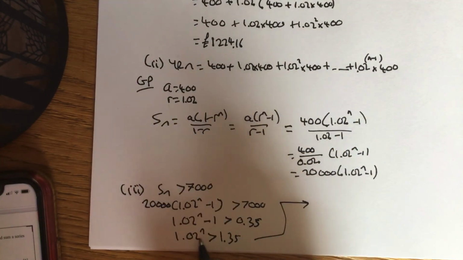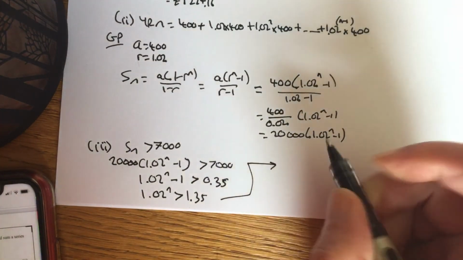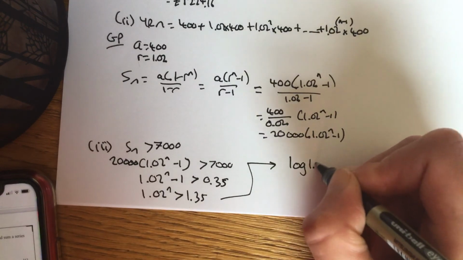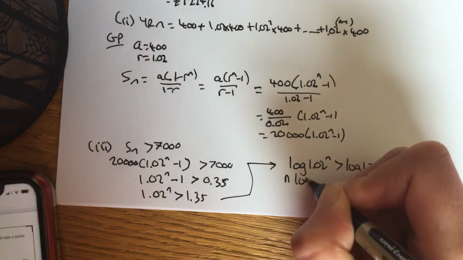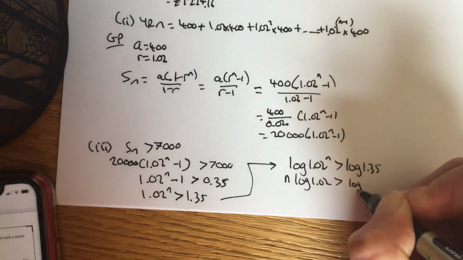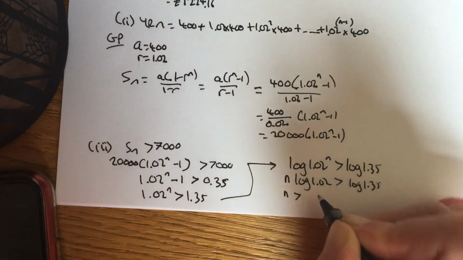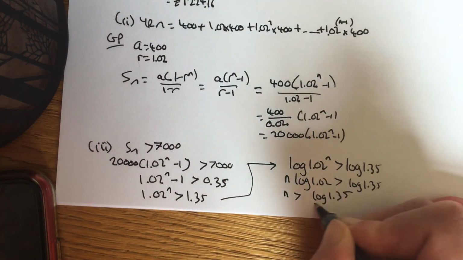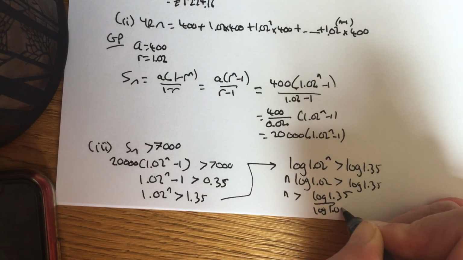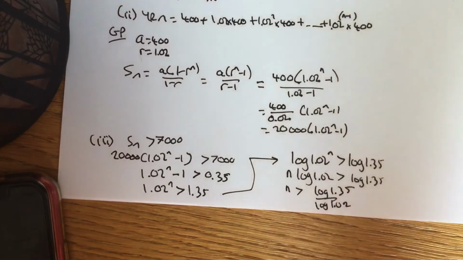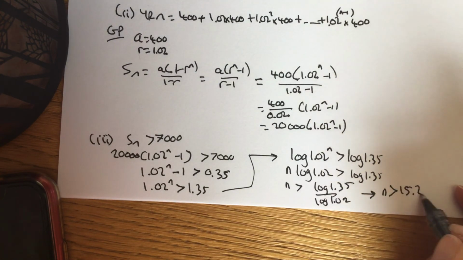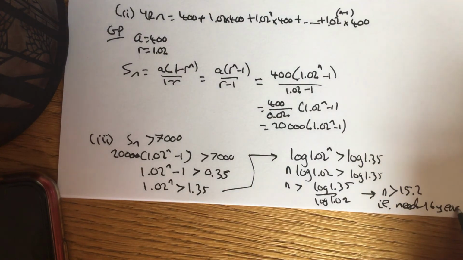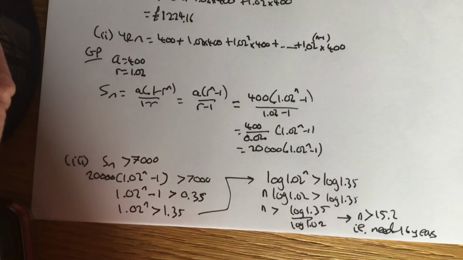You now have an exponential, so the power is the n. To solve exponentials, you log each side. So just logging each side, you bring the power forward. Now bring the log to the other side and divide. So n is greater than log 1.35 over log 1.02. That will tell you that n is greater than 15.2, so i.e. you need 16 years. It is important that you finish up at the end. So 16 years there at the end.